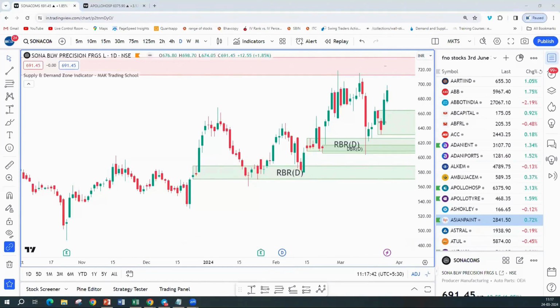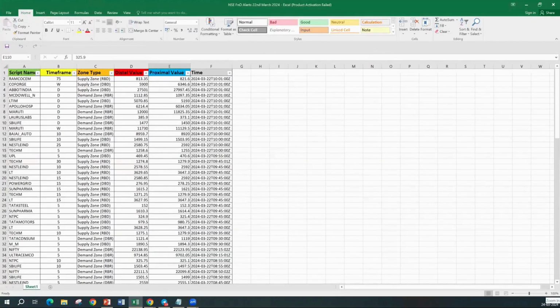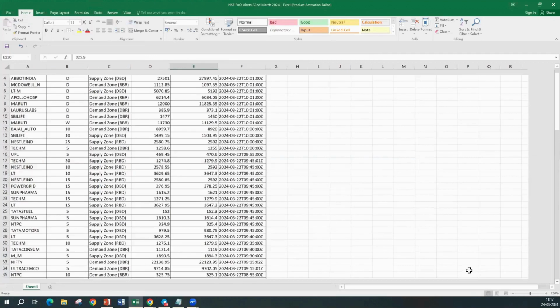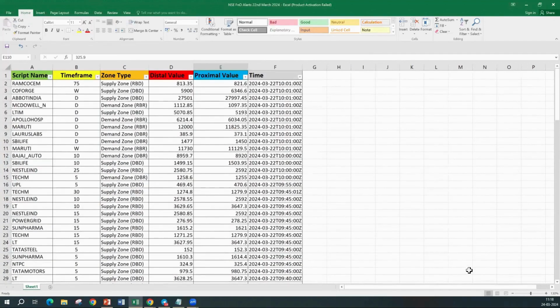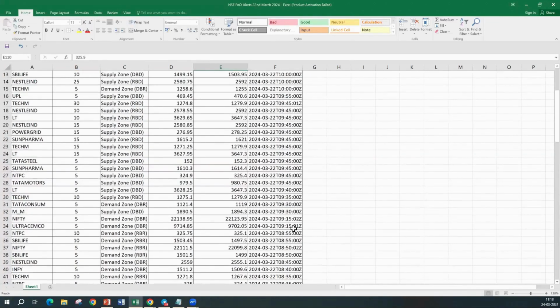The last trading day was the 22nd. So let me just open the Excel file for the 22nd. Is the Excel alert file visible to you all, friends? क्या आपको ये दिख रहा है on the screen? Can you see an Excel file? So this was the alert file for the last trading day. And you will see the alert timing also over here. What time did the alert come in? 9:45, 9:35, 9:30.